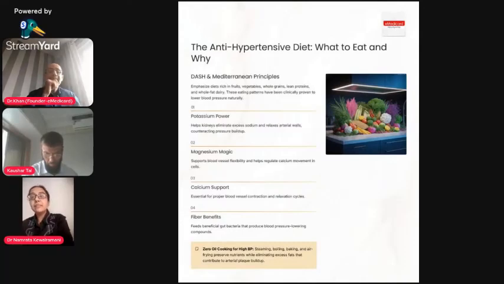Okay. Next is magnesium. Magnesium is a very important nutrient for arterial flexibility, blood vessel flexibility, and helps regulate calcium movement in channels. So when your potassium, magnesium and calcium are at an optimum level, your arterial health and blood circulation are automatically normal. Okay. And we also emphasize a fiber-rich diet and a low sodium diet, which help reduce hypertension.